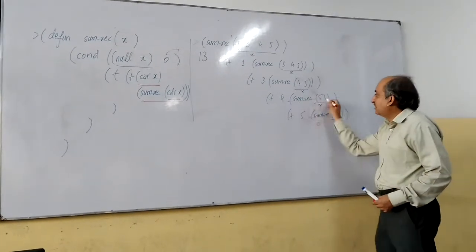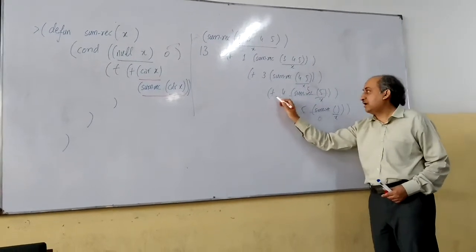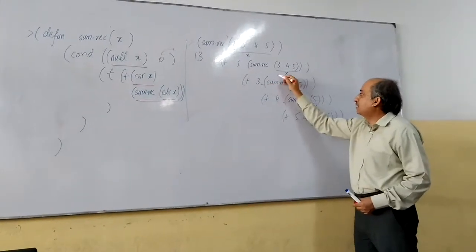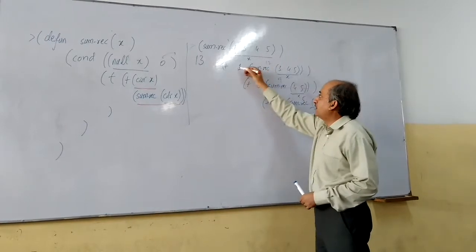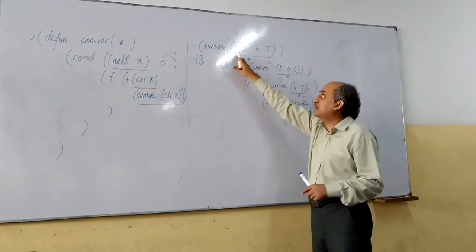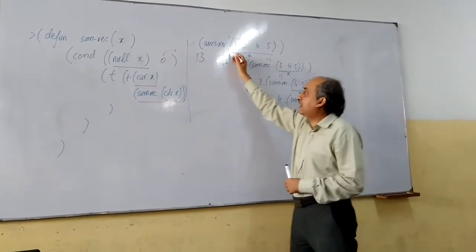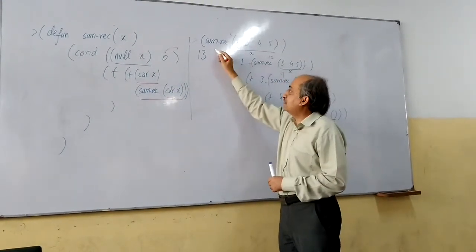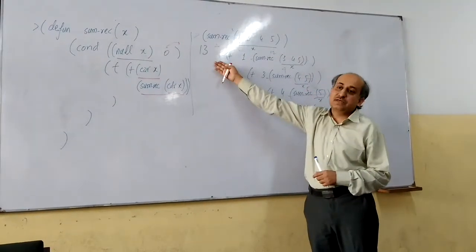So it will return 5, and then this plus, which was waiting for its second actual argument, can now be applied. 4 plus 5, 9, and 9 plus 3, 12. And 12 plus 1, 13. This plus was waiting in the default clause of the outermost call. It will return 13, and whatever it returns will be returned by the cond statement, and that will be the return value of our top level sum recursive call. So you can see the answer is 13.